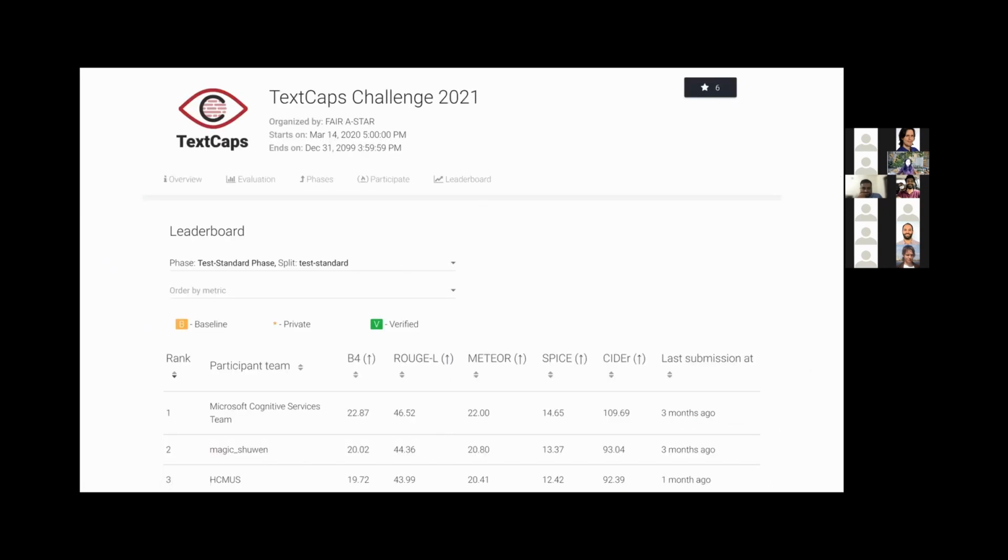We also attended the TextCaps challenge in 2021. So far, our approach is still ranked as number one in the competition. And our result is actually much better than other submission results.